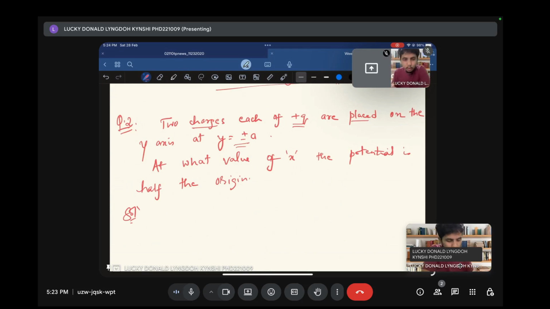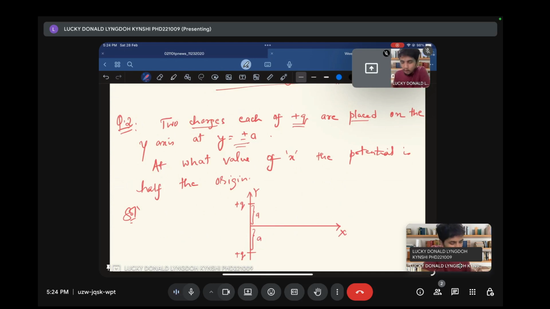So let me draw. What does it mean? Suppose you have this as the y-axis, and suppose you have this as the x-axis. According to the question, you have plus q charge here and plus q charge here. That means this region is a distance of a and this region also is a distance of a. That is what is given in the question: two charges on the y-axis at a distance of a.